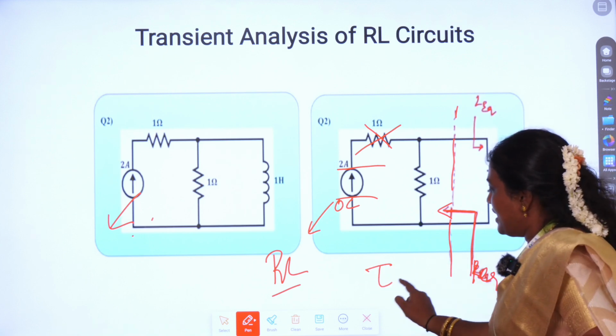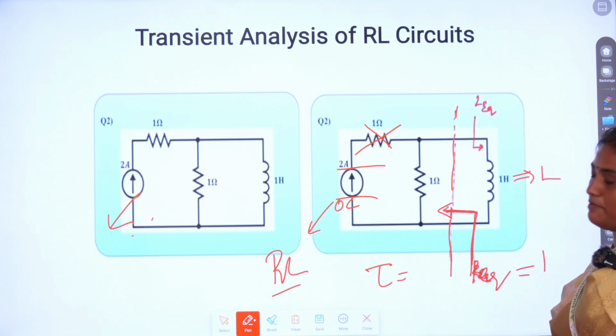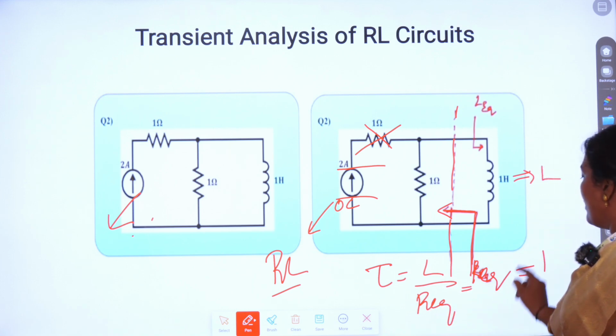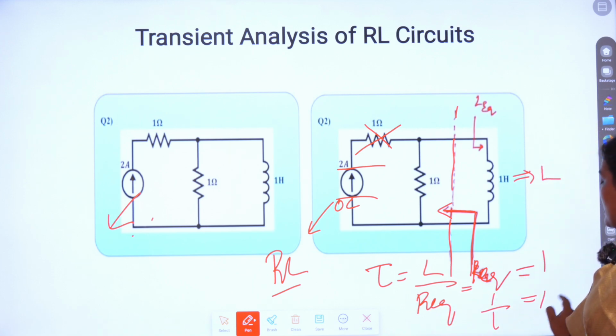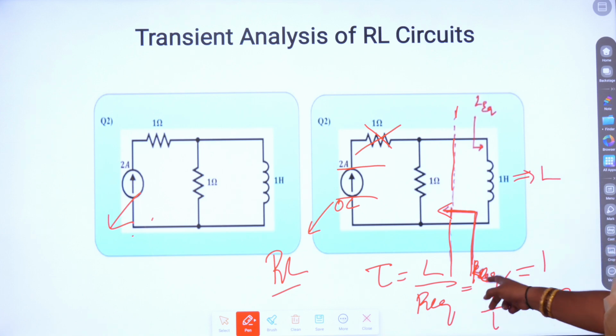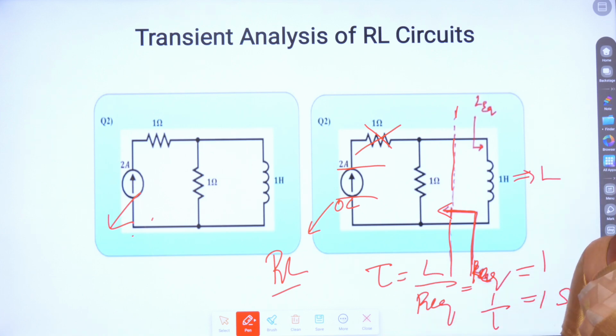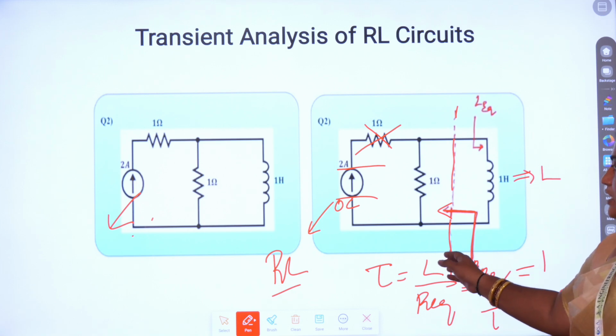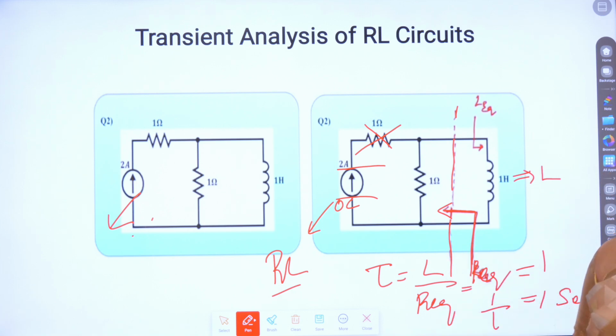So tau can be calculated as L by R equivalent. Your L is 1, R equivalent is 1, so it is 1 second. This would be our transient time that we have calculated. We would continue with a few more problems on this.